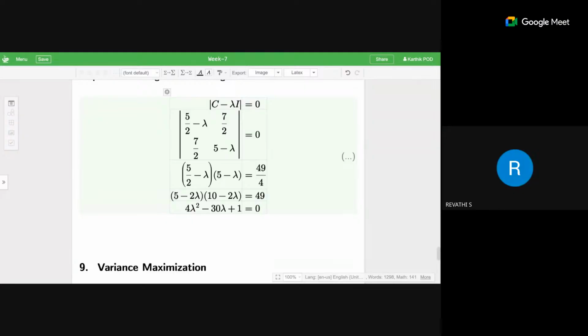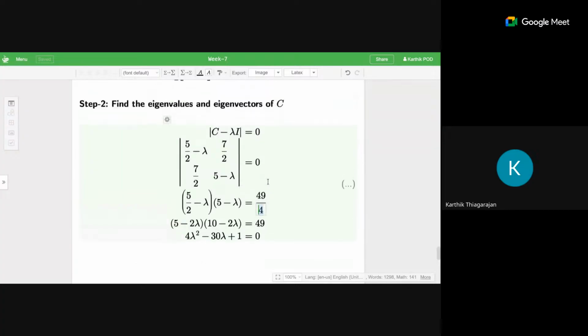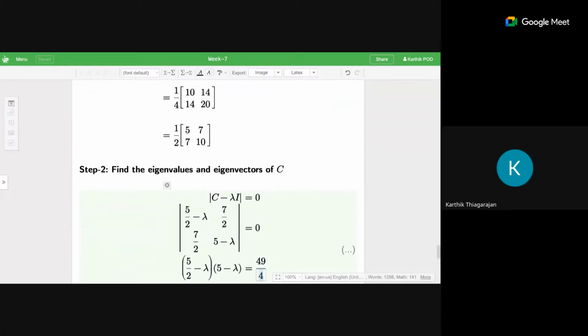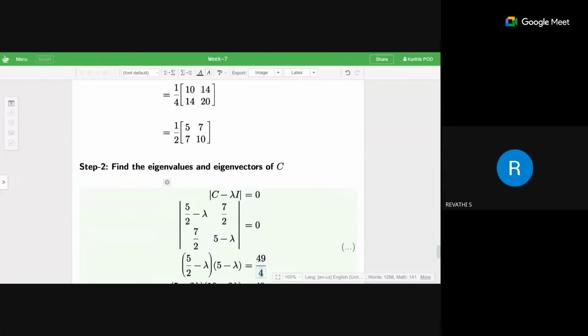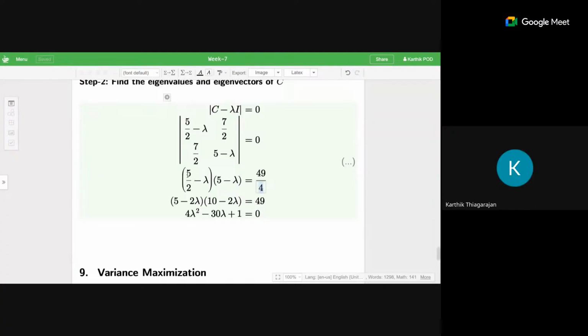Sir, in the last second line, it should be 49 by 2. Oh, this one is 49 by 2, is it? Why 49 by 2? Because you multiplied both sides with 2. Now, okay, so I'm multiplying by 4 itself, right? So I'm multiplying this by 2 and once again this by 2. Okay, sir, so that's why.